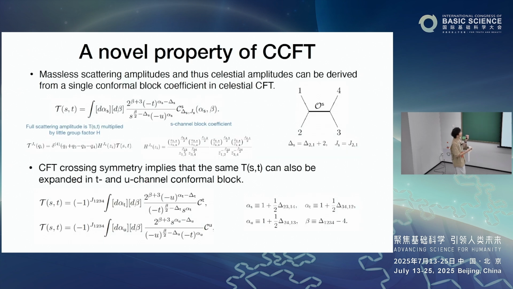Okay, so basically, that's what I want to say. The C and the T encode the same information, but they manifest different information of the scattering amplitude. This one manifests the UV, IR, and the forward and backward limit.